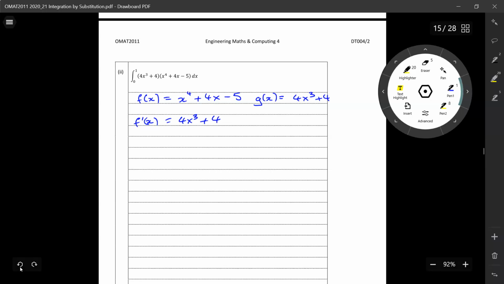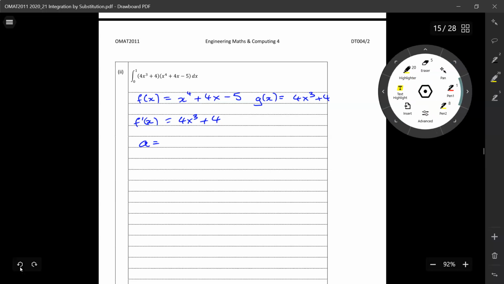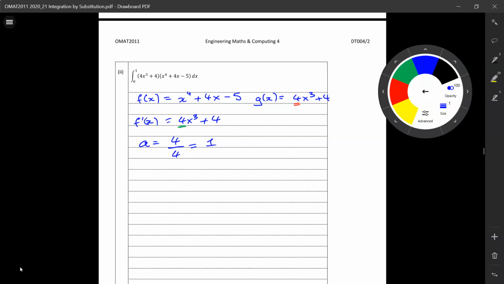Then we come to the next stage, which is to calculate your multiplier a. You get a by taking the coefficient of x cubed in g of x, which is 4, and dividing it by the coefficient of x cubed in f of x. This gives us a simple multiplier of 1 again. The question then: can we use our rule?